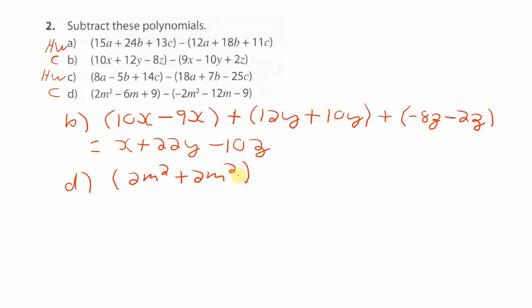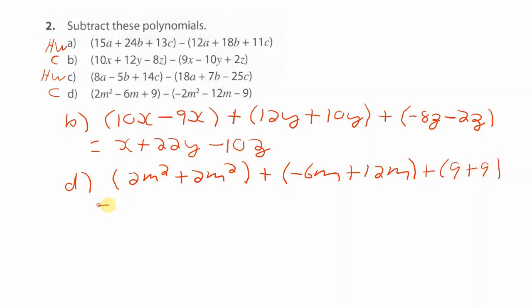We are done with the m squared. Let's move on to the m's. So I have negative 6m. We need to multiply the negative by the negative. Negative times negative is a positive, so we have positive 12m. And let's look at our numbers. We have positive 9. We have a negative times a negative, which is a positive 9 in the second set.